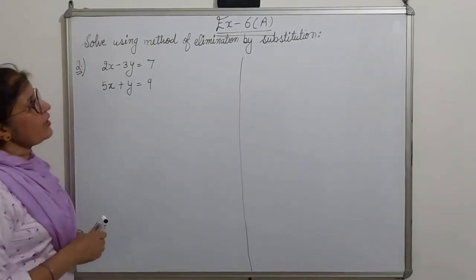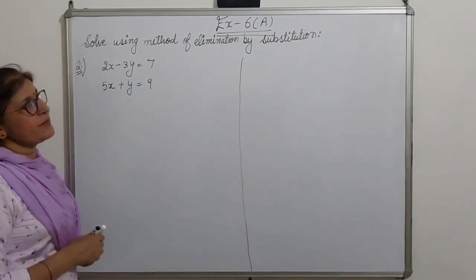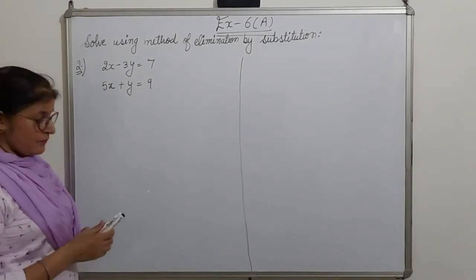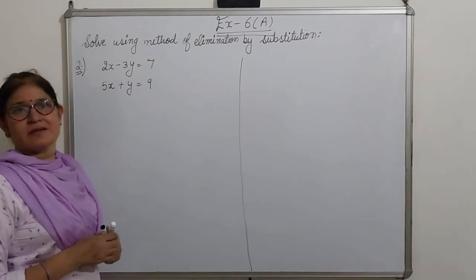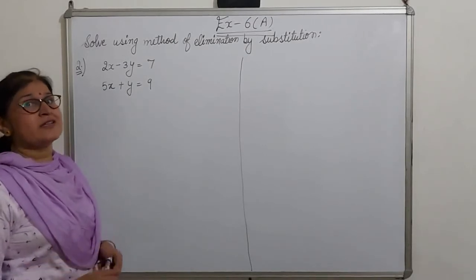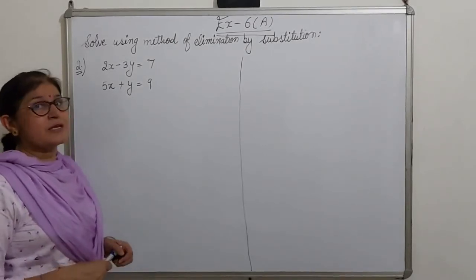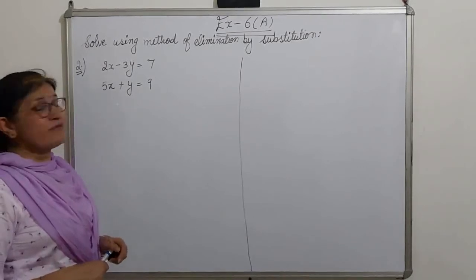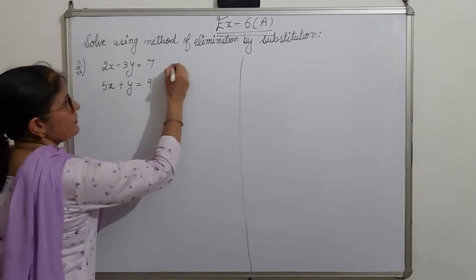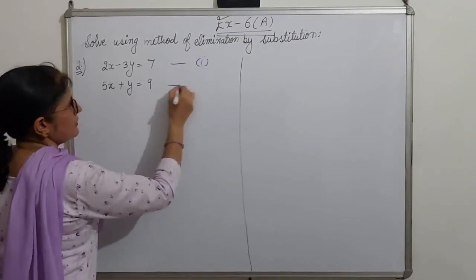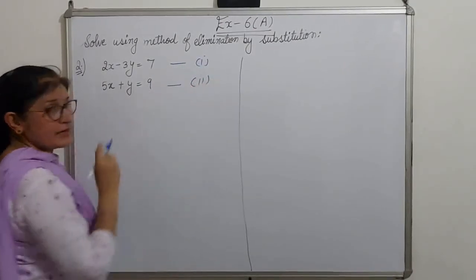In this one you have to use the method of elimination by substitution method. What is substitution method? Sometimes in school, when any teacher is absent, the other teacher is substituting. Same we will do here, same type of thing. We will number them first of all. This is equation first, this is equation second.